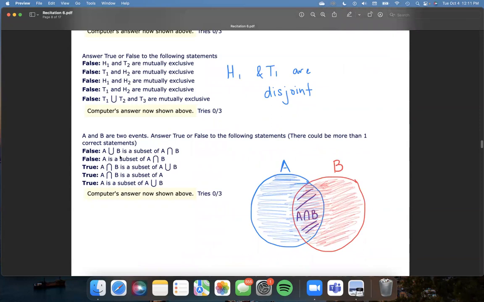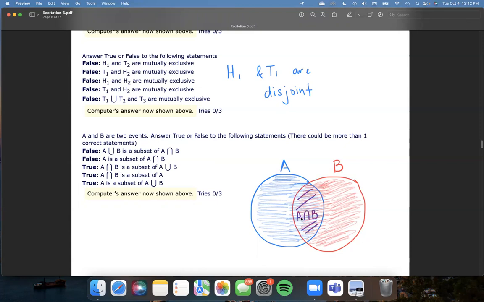So A union B is a subset of A intersect B. That's false, because A union B would be this whole blue area and this whole red area, and the intersection here is this purple area. To say that the blue area plus the red area is a subset of the purple area, meaning you can fit these big areas into here, that's incorrect.